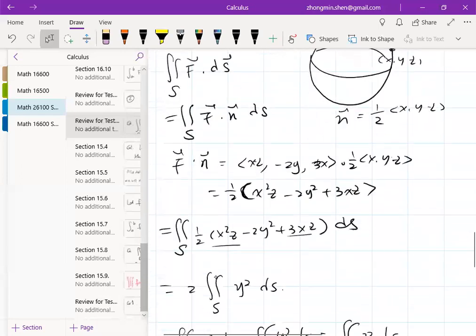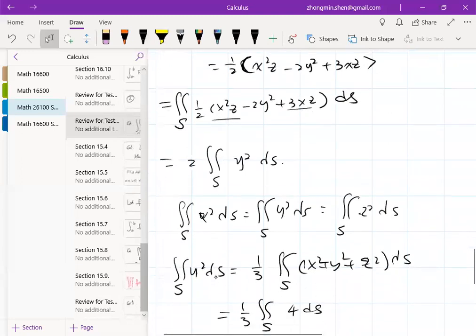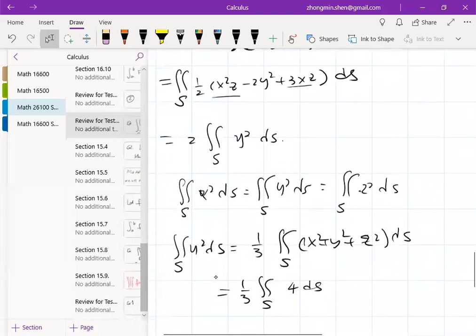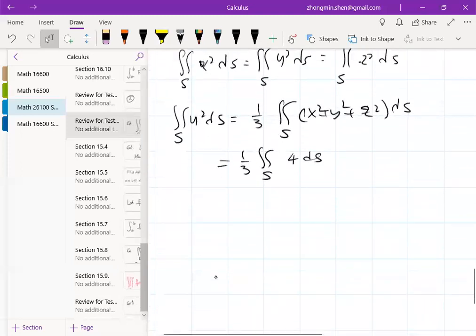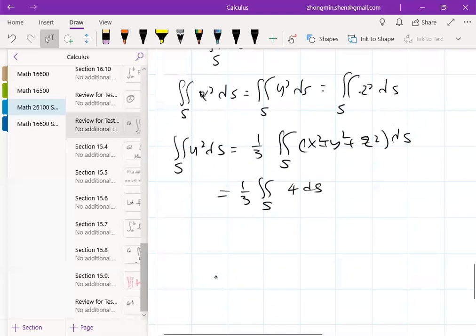I'm trying to see if I can get the right answer here. xz, the integral of x times z. The integral of x times z is going to be 0 over the sphere, I think so. So I'm trying to get this. Okay, so this is going to be 4/3, and divided by this is a surface integral of the area of the sphere.